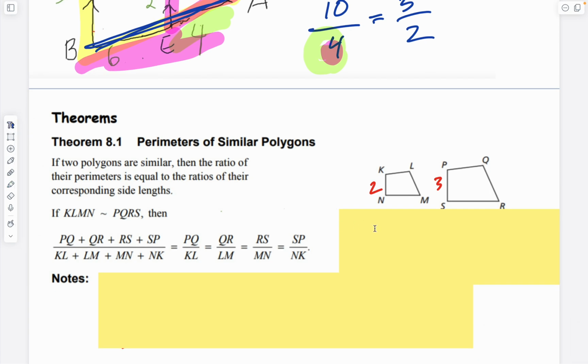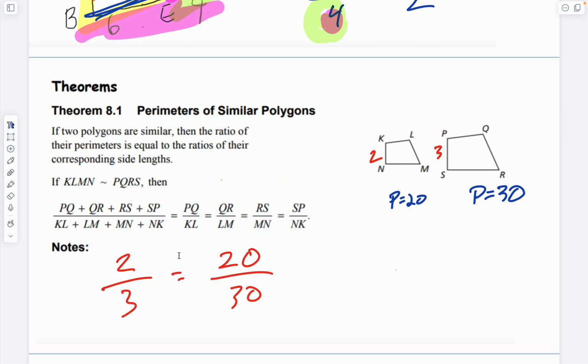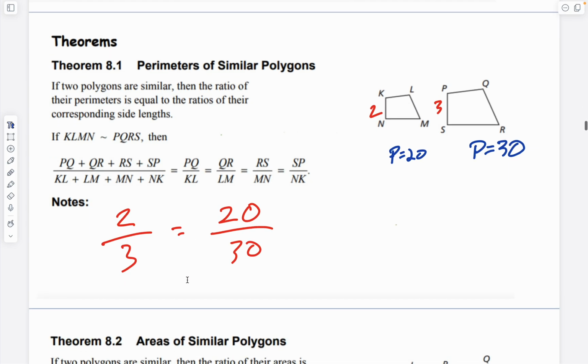The perimeters of the polygons: it says if two polygons are similar, the ratio of their perimeters is equal to the ratio of their corresponding side lengths. So if these two shapes had sides of 2 and 3, their perimeters would be in the same ratio. Let's say the perimeter here was 20 and the perimeter here was 30. Well, if I reduce 20 over 30, I get 2 over 3. The perimeters are going to come down to the ratio of the sides.